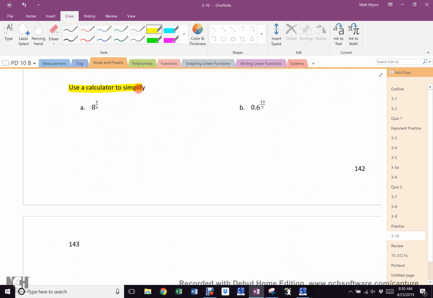Fifth root. Does 8 have a 5th root? No. What's the biggest root 8 has? A 3rd root, right? So this becomes the 5th root of 8 squared. 8 doesn't have a fifth root, so we have to use our calculator, yeah? So you're going to punch that in your calculator exactly the way you did at the beginning: 8 exponent bracket 2 divided by 5.